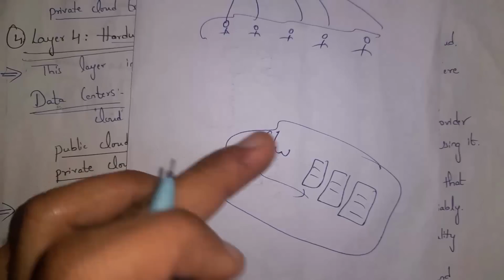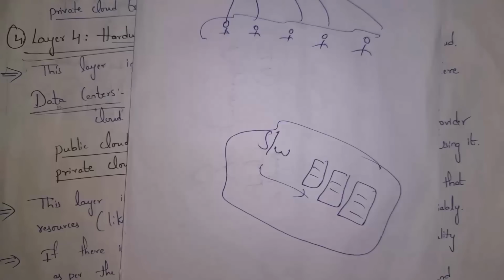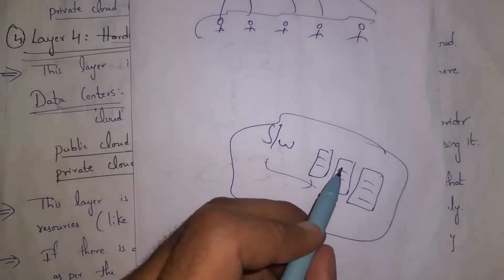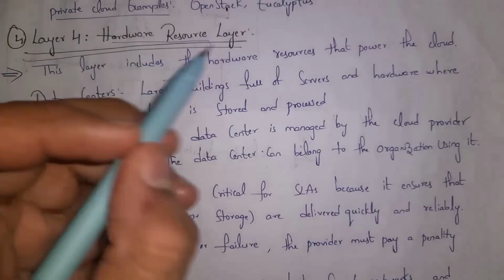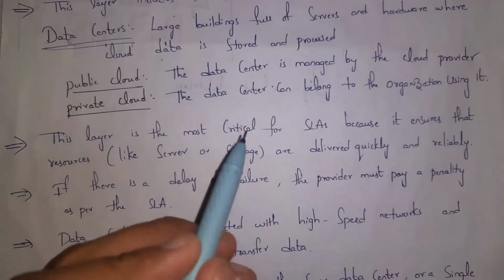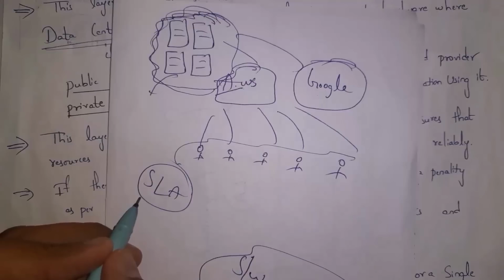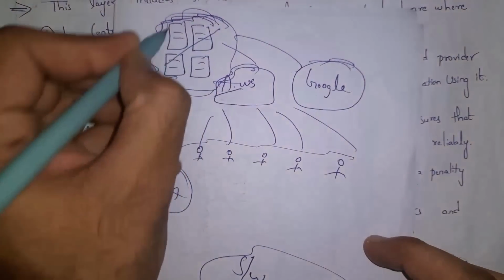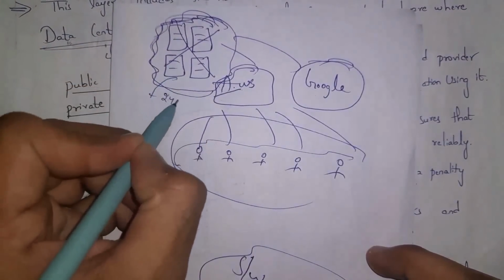And some software companies will create their own servers, and their servers are accessed only by employees in that company. Outside people cannot access their servers. So we call it a private cloud. In a private cloud, data centers are managed by the company itself. So the hardware resource layer is all about hardware resources. Hardware resources are stored in data centers. This layer is the most critical for service level agreements because it ensures that resources are delivered quickly and reliably. The service level agreement completely depends on data centers because if anything happens to data centers, all users cannot use the cloud. So data centers must work 24/7 without any problem.